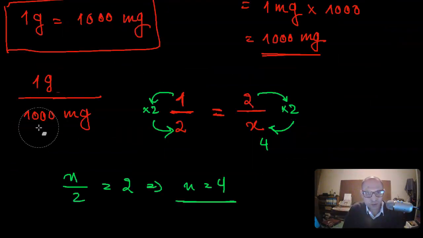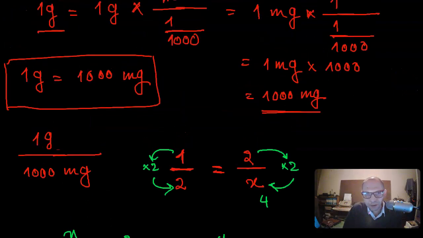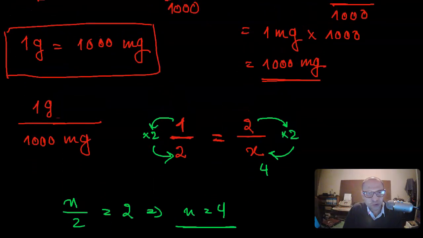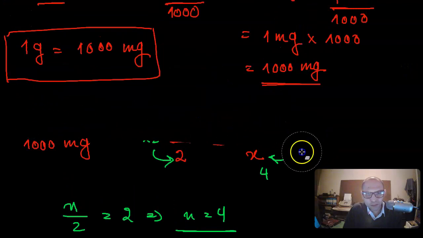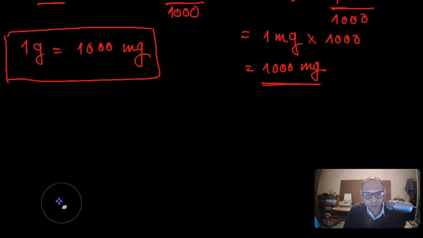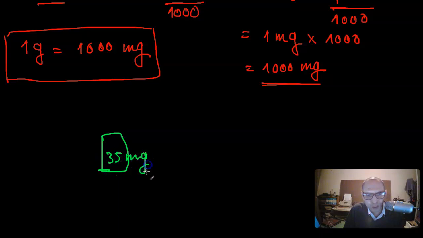And then usually what happens is that a bottle of medicine contains something like 20, 30, 40, 50 milligrams. And so now if you want to know what, for example, 35 milligrams is in grams, you have a bottle of medicine, and it says 35 milligrams, right?